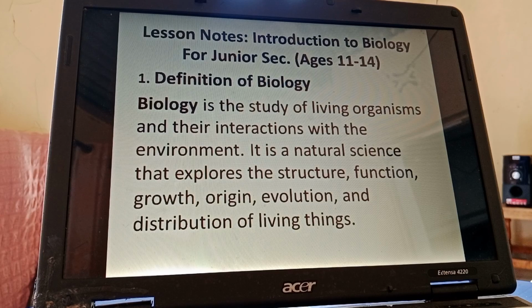And here is the definition. Biology is the study of living organisms and their interactions with the environment. That's the definition. It is a natural science that explores the structure, function, growth, origin, evolution, and distribution of living things. Okay? Although I've not put it, let me add something.